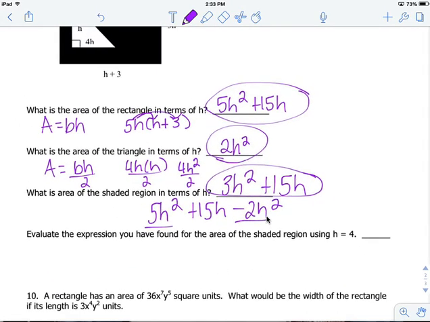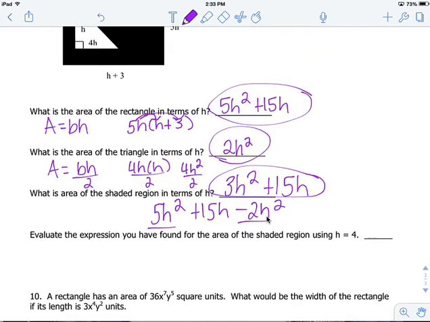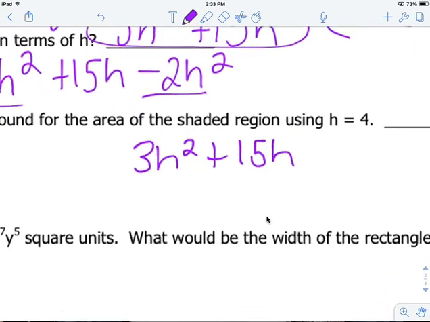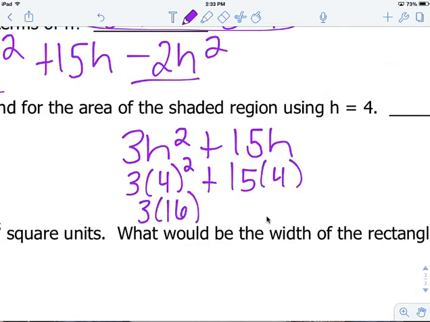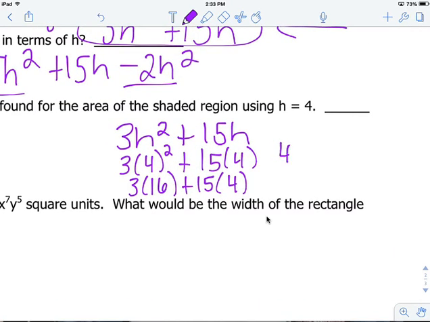Now, the last question says, evaluate the expression you found for the area of the shaded region using h equals 4. All that means is we're going to take the area we found, 3h squared plus 15h, and we're going to plug in 4. So I have 3 times 4 squared plus 15 times 4. And we get 3 times 16 plus 15 times 4, which gives me 48 plus 60, and we end up getting 108 as our final answer.